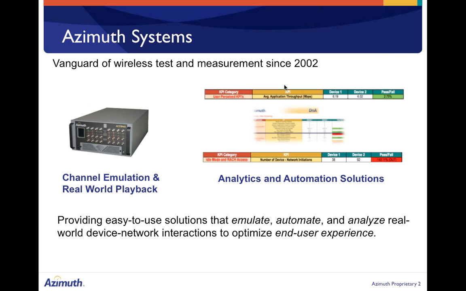Before we get started, we wanted to give you a very quick introduction to Azimuth Systems. Azimuth Systems was founded in 2002, and we've been at the forefront of technology. Azimuth's product portfolio has two main pieces. One part focuses on RF channel emulation and real-world playback. These are our ASMX, SRNX, and field lab solutions. And a complementary piece allows us to take data generated through these test solutions and make sense out of the data. This is the automation and analytics piece, and this would be the focus of today's discussion.